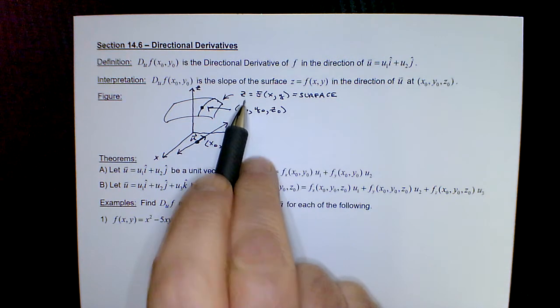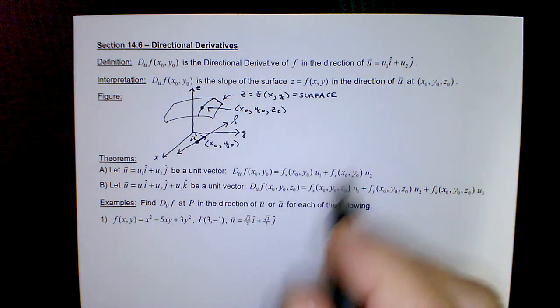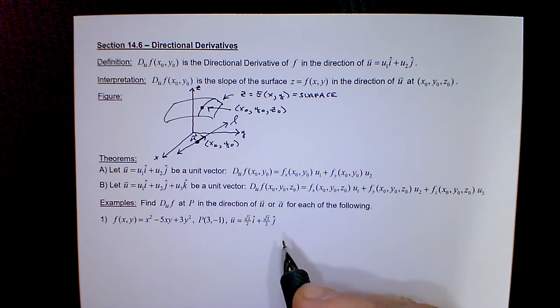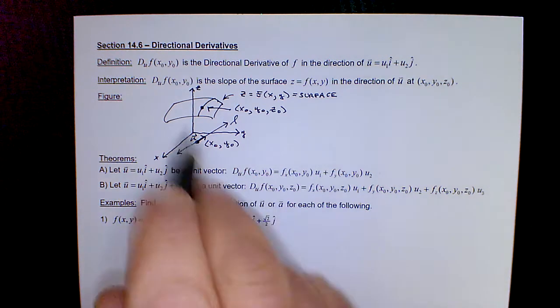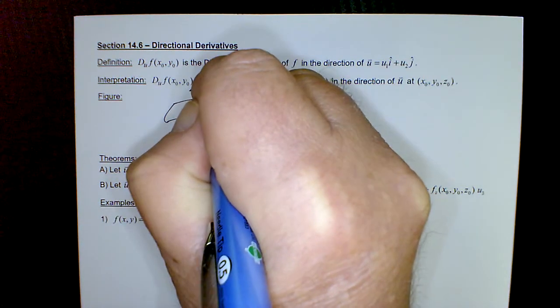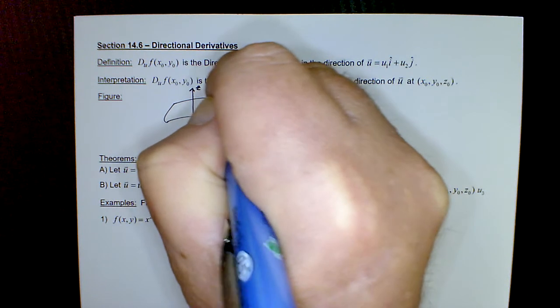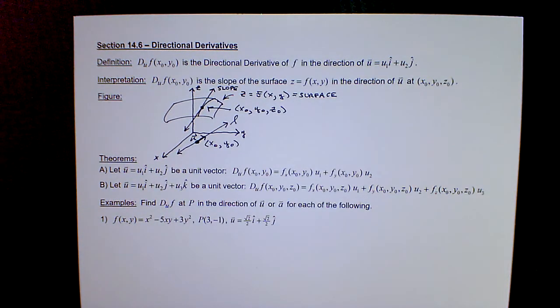And you could find z, of course, given x and y just by plugging it into whatever the function is. So then the idea is that the directional derivative would be the slope along that. This is our slope. Okay, so that's the concept of what the directional derivative actually means.